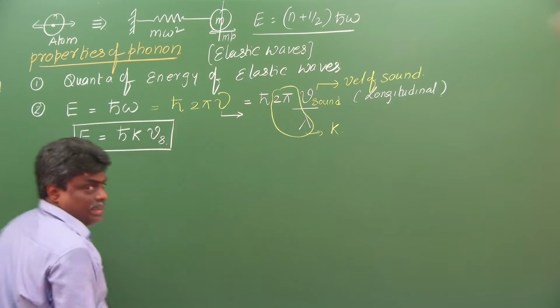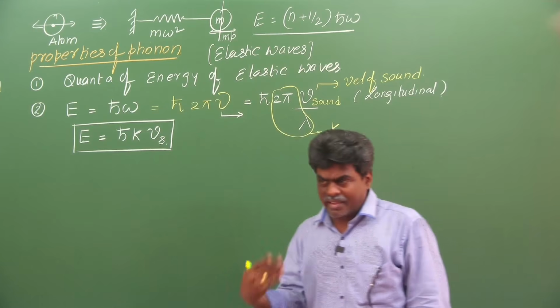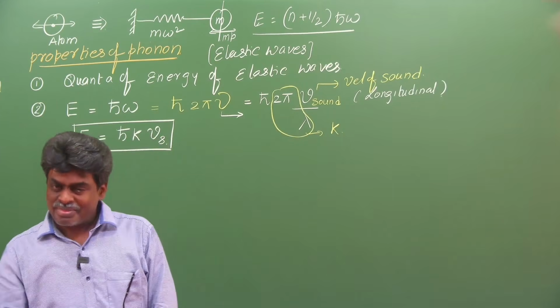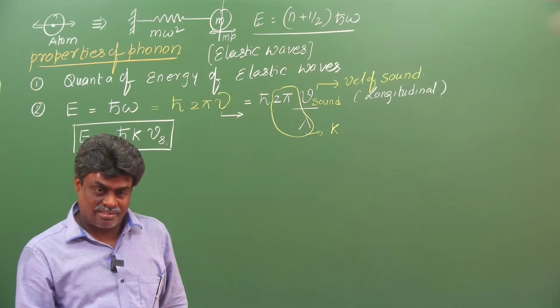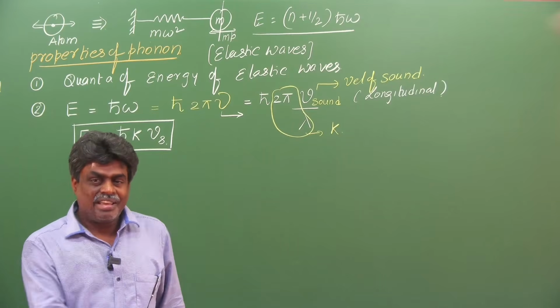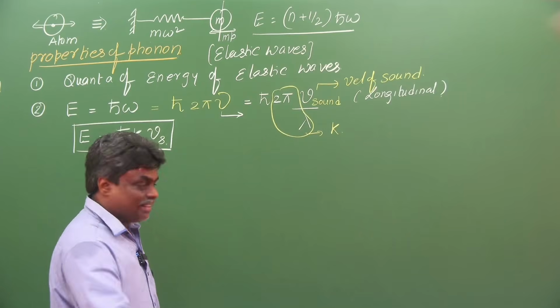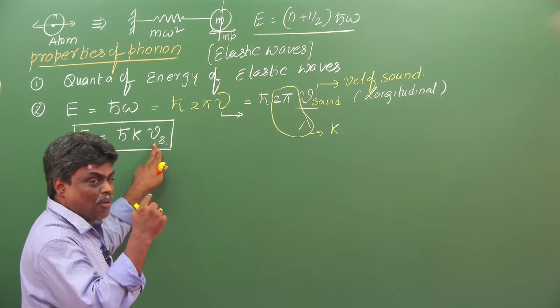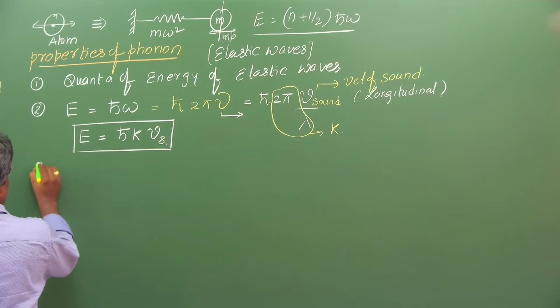This is the energy of a phonon, ħ k Vs. In the case of a photon, what will you write? ħ k C. E equals pC, where p equals ħ k, so E equals ħ k C. In the place of C, here you have the velocity of sound. That's good. Very nice.